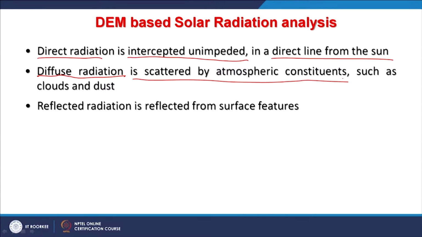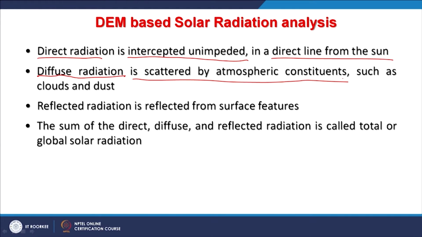Now, the third component, the reflected radiation, is reflected from the surface features, and as I have mentioned, in hilly regions this component is also quite significant, because for solar energy, even if there is reflected radiation, you can still generate some energy. What I mean is that it is not necessary that you always get direct sunlight on solar panels for them to generate energy. You recall the calculators we used to have, in which a small solar panel used to be there.